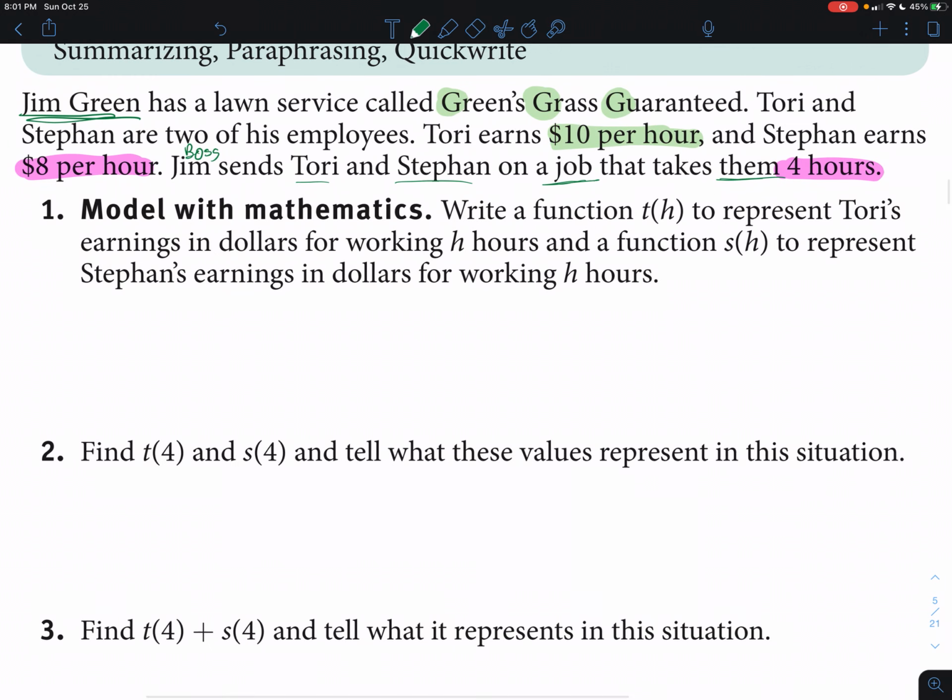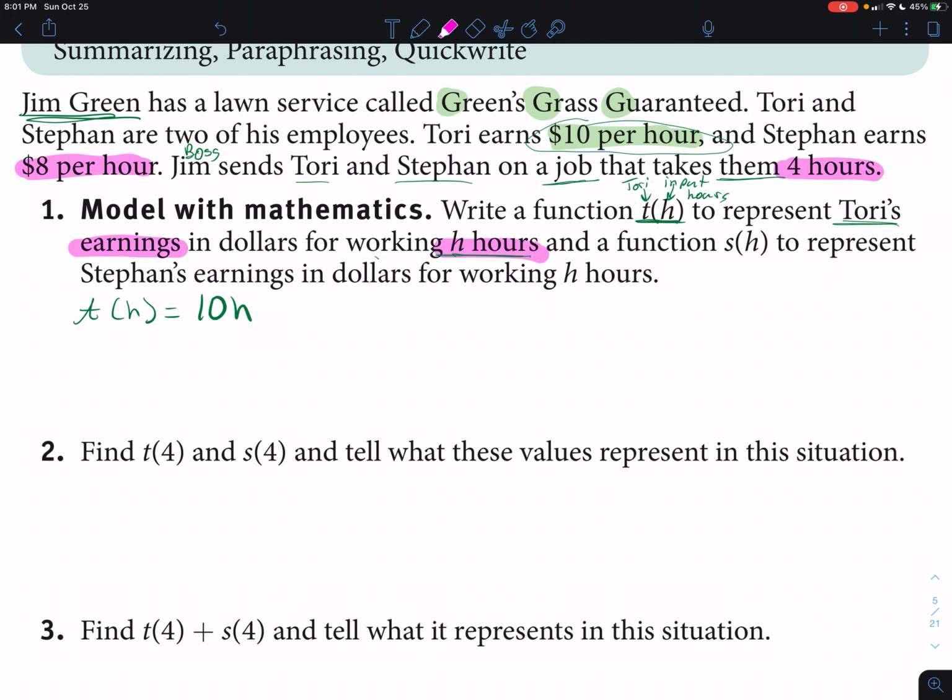So first we're going to write a function t of h to represent Tori's function. In this case, T represents the name, which is Tori. And then if you keep reading, earnings in dollars for working h hours. So h inside the parentheses, our input, is hours. So t of h represents Tori's earnings for working h hours. So how much does Tori get paid again? Well, up here we saw that Tori gets paid $10 per hour, so that would be 10h.